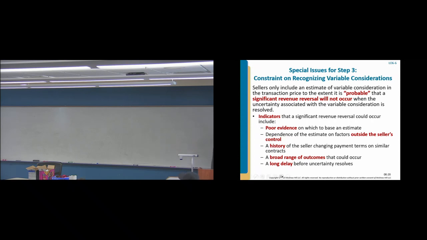We talked about what variable consideration meant. Variable consideration was when we weren't certain as to the amount of revenue we were going to get, or it was contingent upon or dependent upon something else happening. So we looked at a couple of scenarios. We did a couple of exercises at the end of class, and I think that's where we left off.